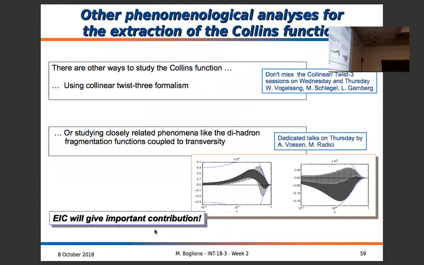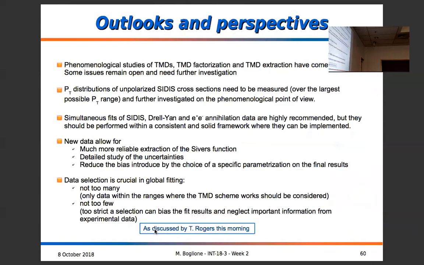There are other ways to study this mechanism. One is the collinear twist-three formalism, on which we will probably hear more in the next few days, or study a related phenomenon, which is dihadron production, from which you can also cross-check transversity. In all of these cases, EIC will give very important contributions. So I think we can stop.